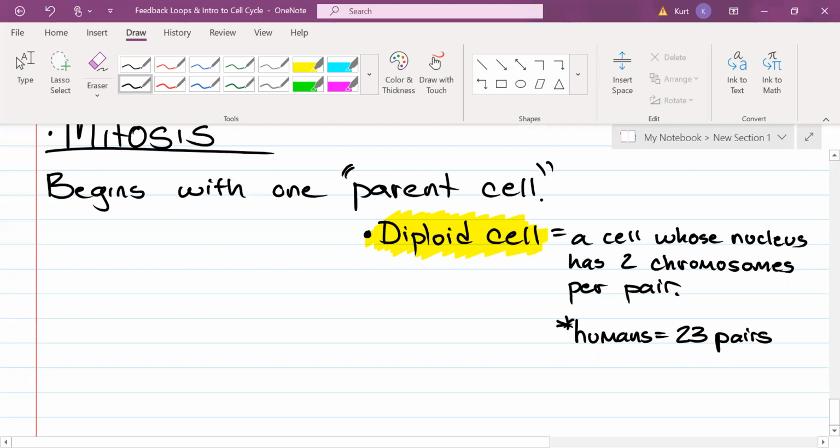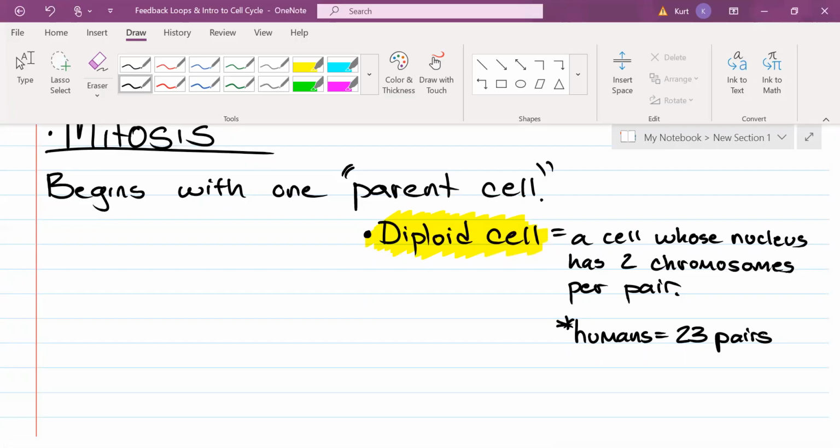And I want to share something with you. Not every creature is like a human. Don't get all high and mighty on your own species. Humans have 23 pairs. A fruit fly has 2 pairs of chromosomes. Dogs, geez, how much do dogs have? I think dogs have like 38 or 39 pairs, something like that.